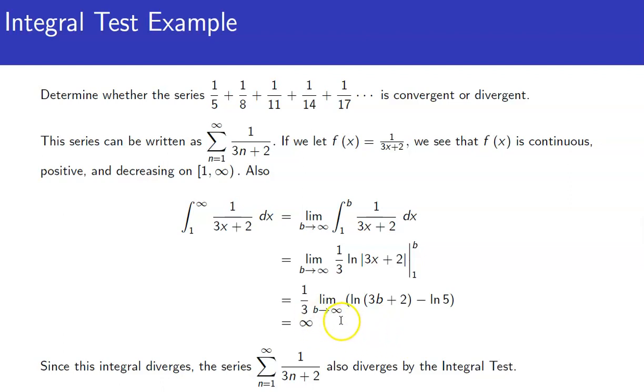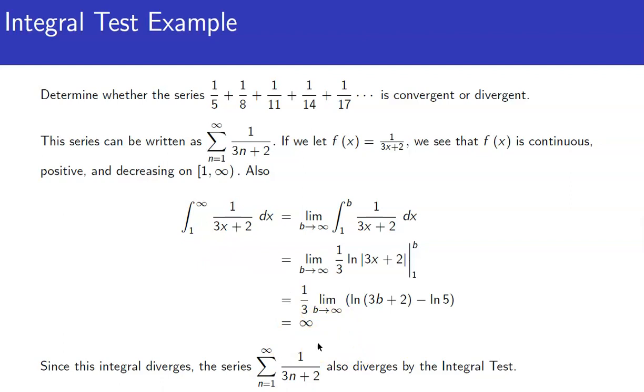Now, as b goes to infinity, 3b plus 2 also goes off to infinity. Log of that will also go off to infinity. Not very quickly, but it will go off to infinity. So that integral turns out to be infinity, or in particular, that integral diverges.